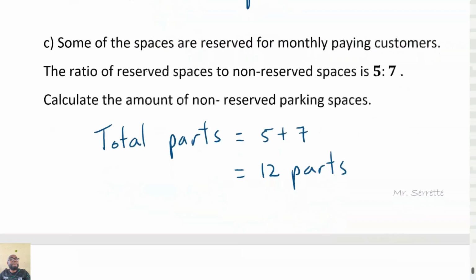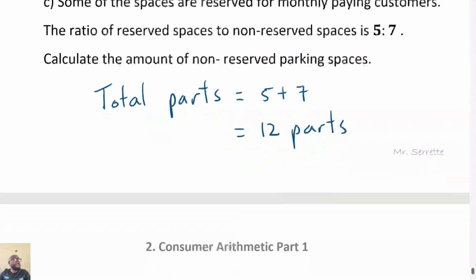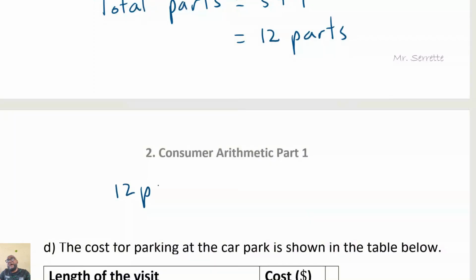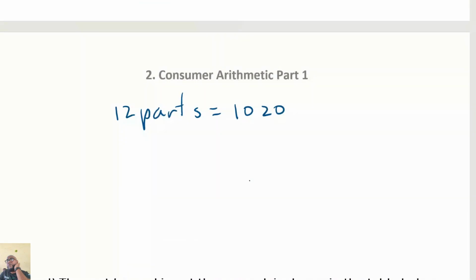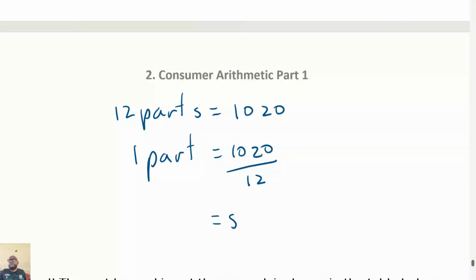Right? Now, these 12 parts represent my 1,020. The 12 parts represent the 1,020 parking spaces. So the mission when you're solving a ratio is to find out how much one part is. So if 12 parts is 1,020, my children, how do I find out what one part is? Excellent. 1,020 divided by 12. 85. Right? So one part is 85.